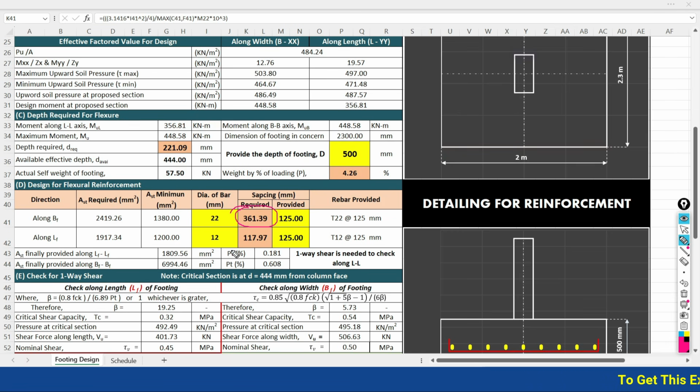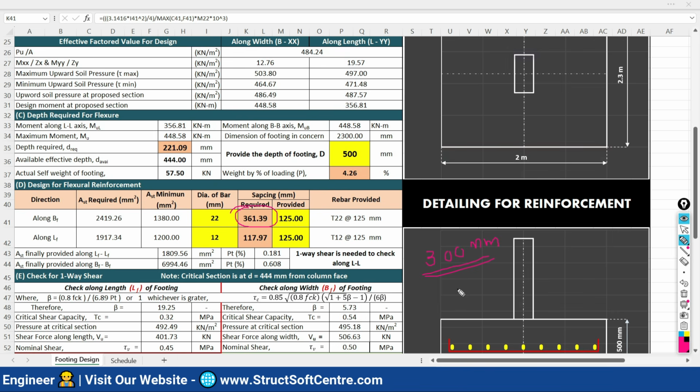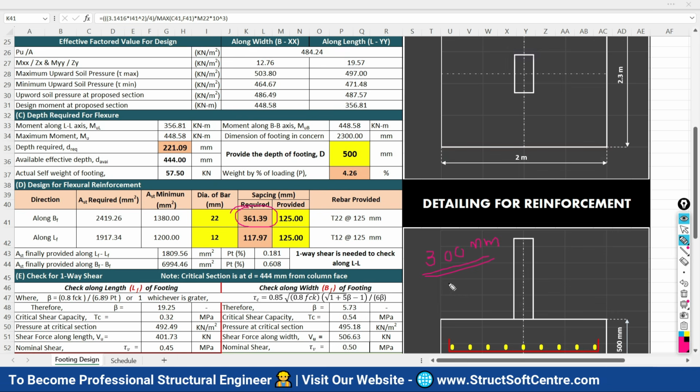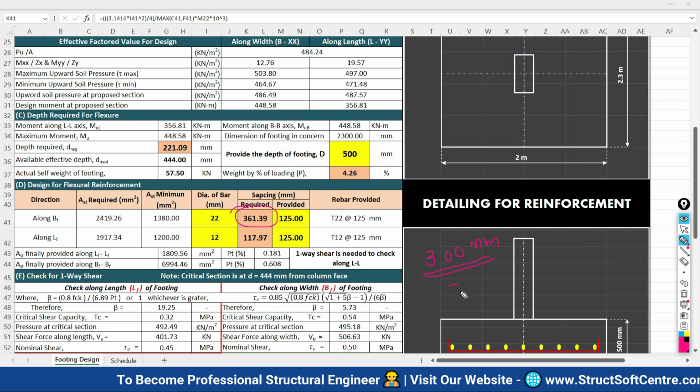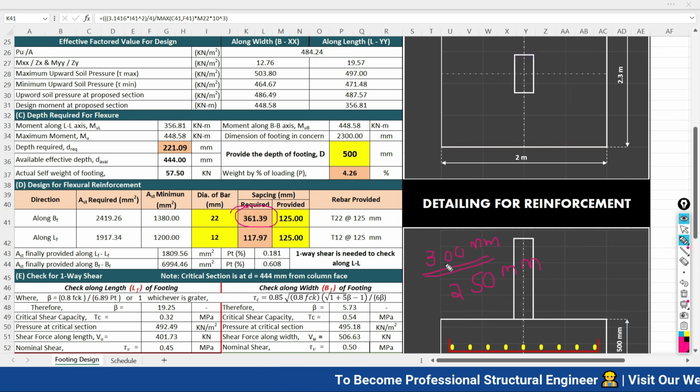So whatever the diameter of the bar you are going to choose, the spacing requirement is going to be adjusted accordingly. But as per our codal recommendation, the maximum spacing allowed is only 300 mm. You are not allowed to provide the spacing more than 300 mm between the two bars. But most of the professional structural engineers limit themselves to a maximum spacing of 250 mm. Although your code allows spacing up to 300, for safety we provide a maximum of 250.